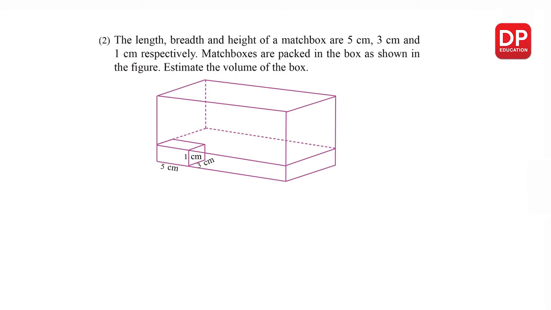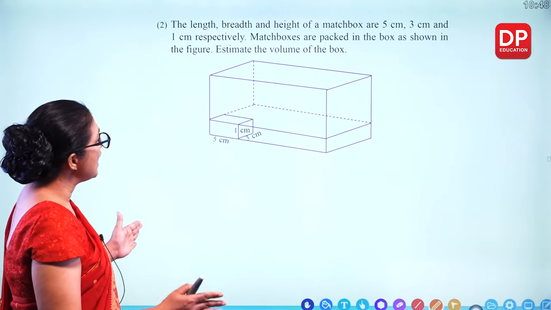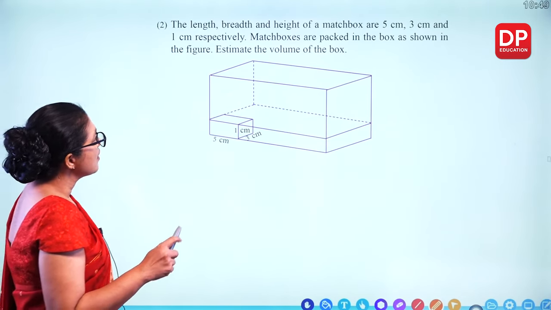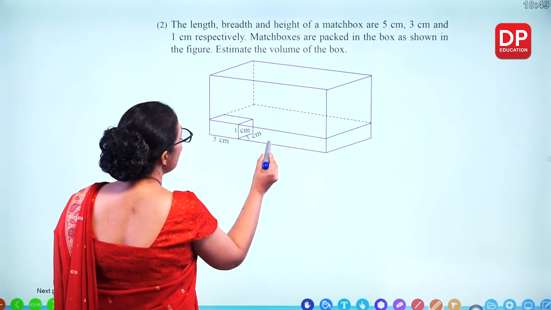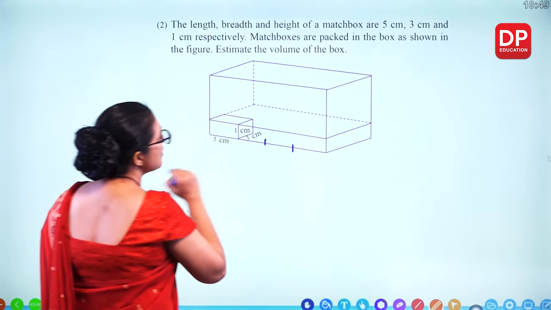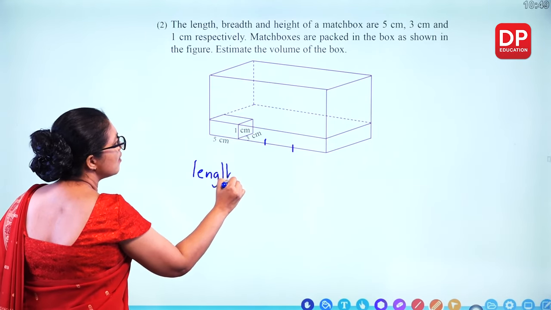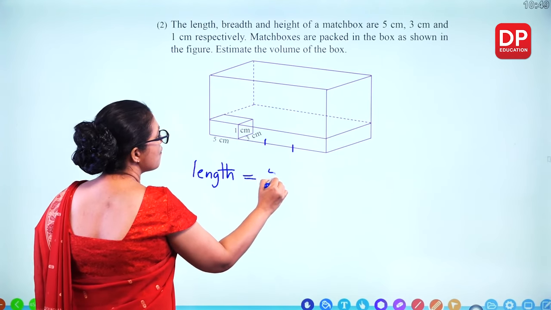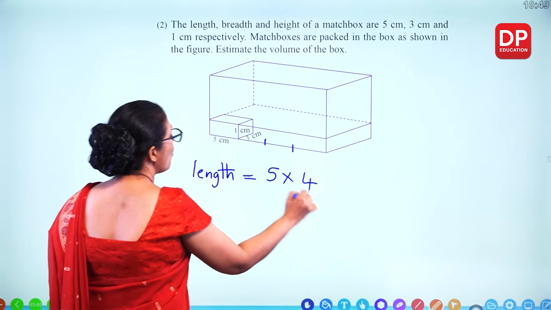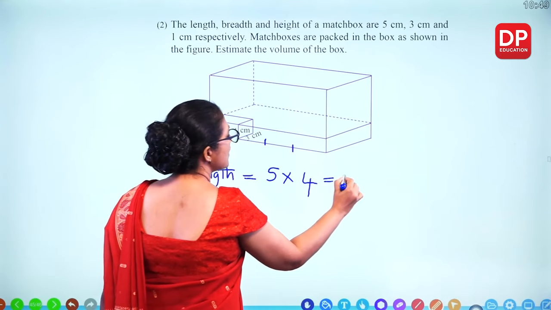Look at question number 2. The length, breadth and height of a matchbox are 5 centimeters, 3 centimeters and 1 centimeter respectively. Matchboxes are packed in a box as shown in the figure. Estimate the volume of the box. So we have to find out the new length, width and height. Now how many boxes along the length? We can say 4. So the new length of the box is 5 centimeters times 4. 1, 2, 3, 4. That's 20 centimeters.